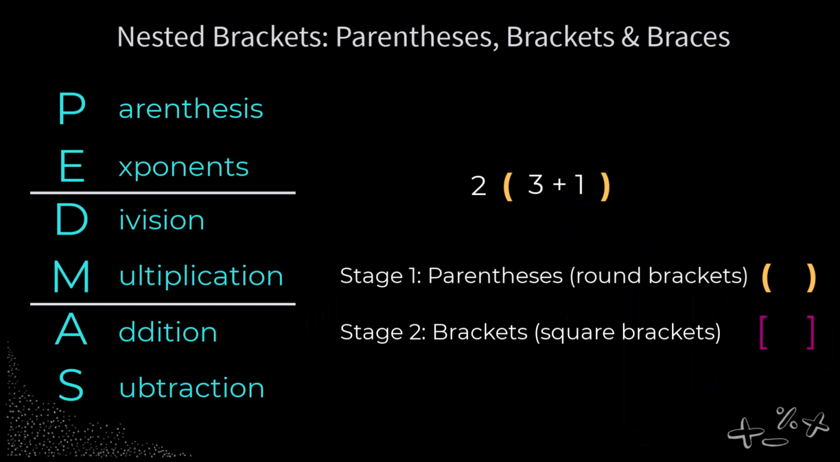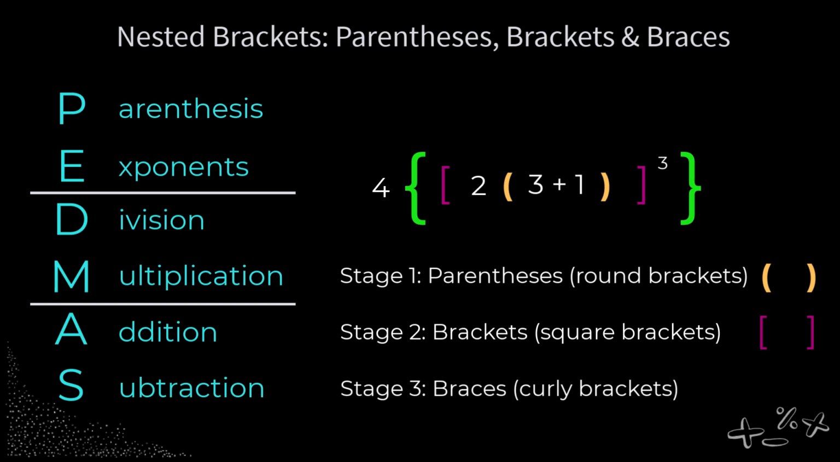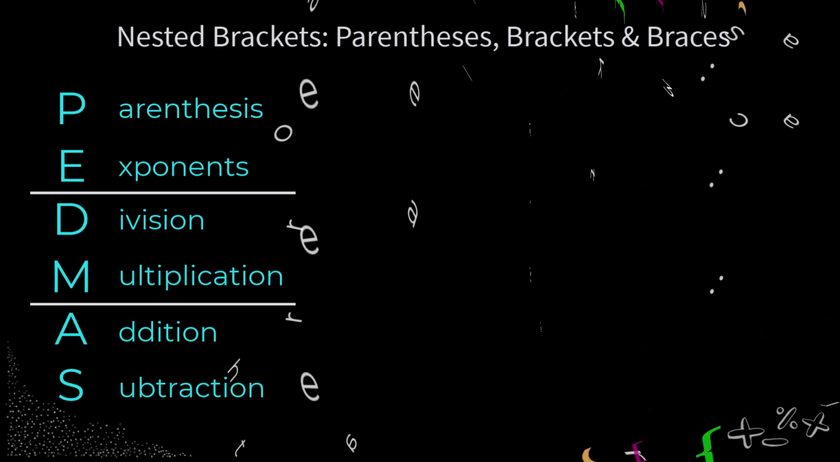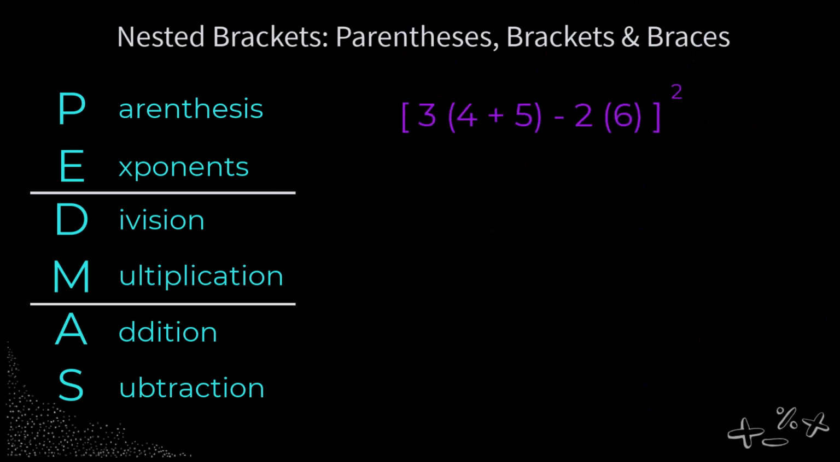If we wanted to add another step or layer to our expression, we would then go to the next stage of brackets, which are called the square brackets, or generally just brackets. So in this case, we'll take the whole expression and we'll cube it. If we now wanted to multiply this whole expression by 4, we would use the final stage of brackets, which are called the curly brackets or braces, which both names are obviously super adorable. Let's do a sample problem together to practice using these brackets.